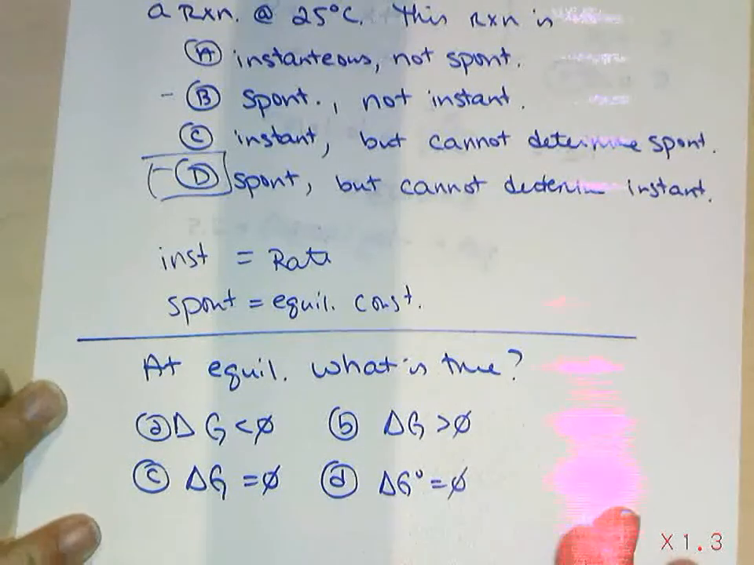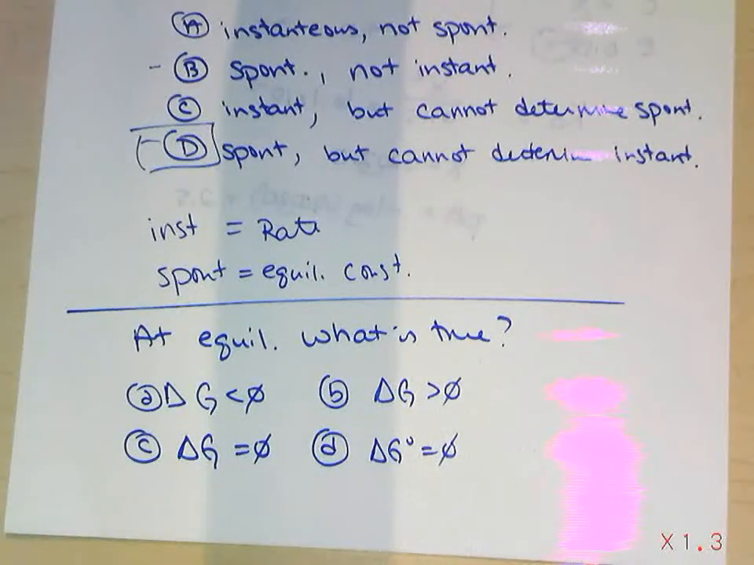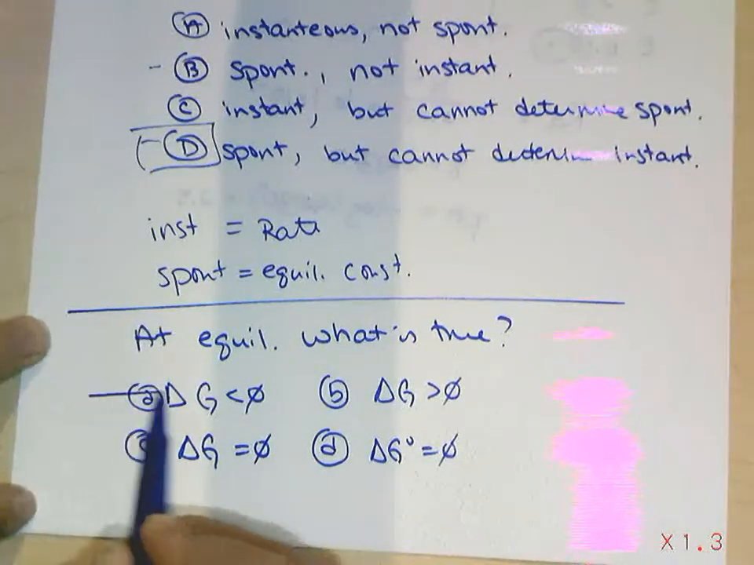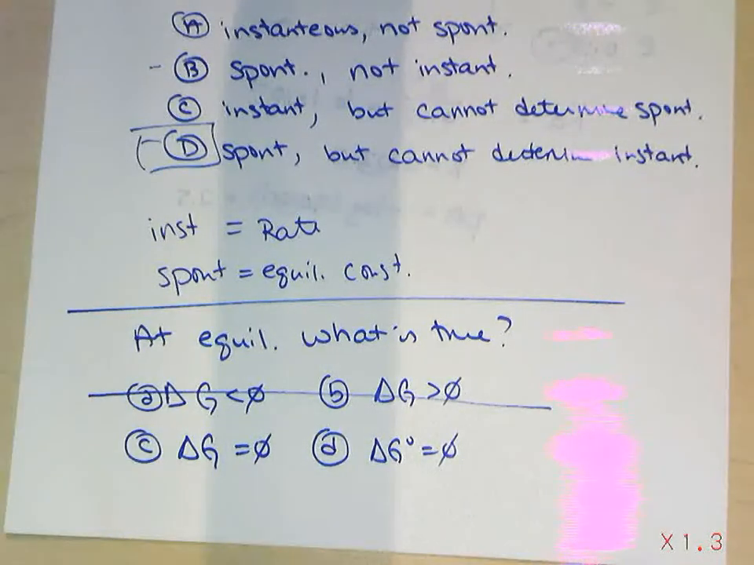At equilibrium, which is the true statement about Gibbs free energy? Which one of these is automatically wrong? A and B are definitely wrong, right? Because we know at equilibrium definitely something about 0 and G's. It is C. Why is it not D?